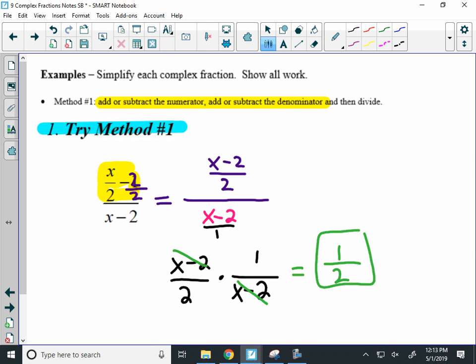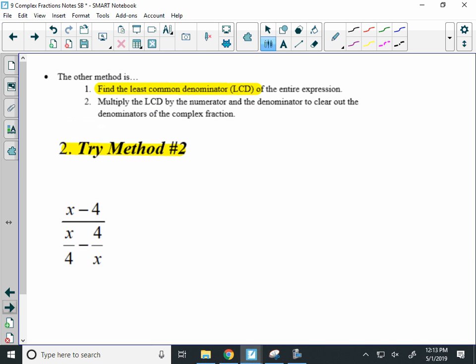I'll show you method number two now. So method one, again, is find a common denominator of the numerator and the denominator, simplify the fraction. Method two is typically quicker, right? So it is actually going to be quicker usually. What you're going to do is find the least common denominator of every fraction, okay? And then you're going to multiply every term by your least common denominator.